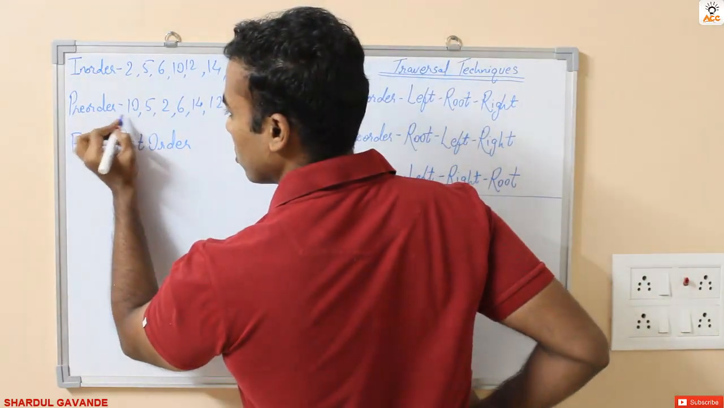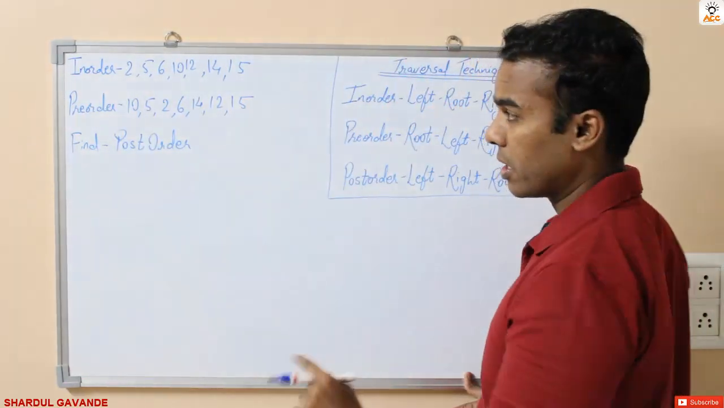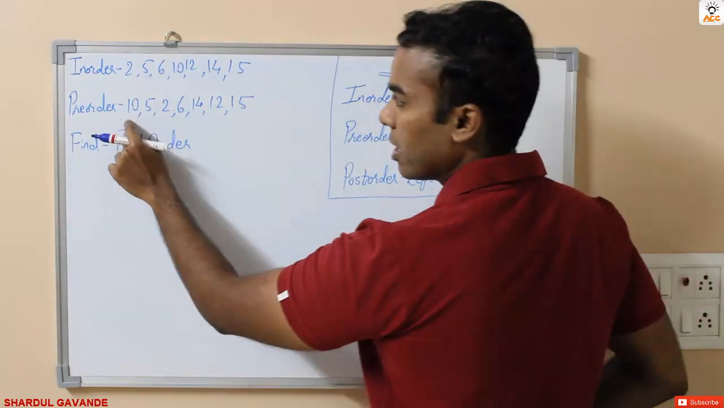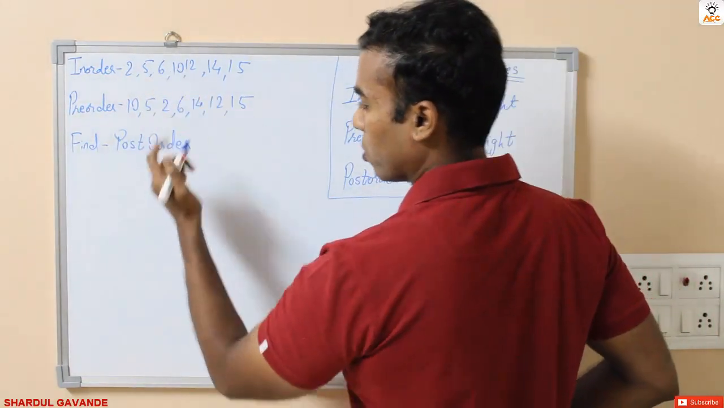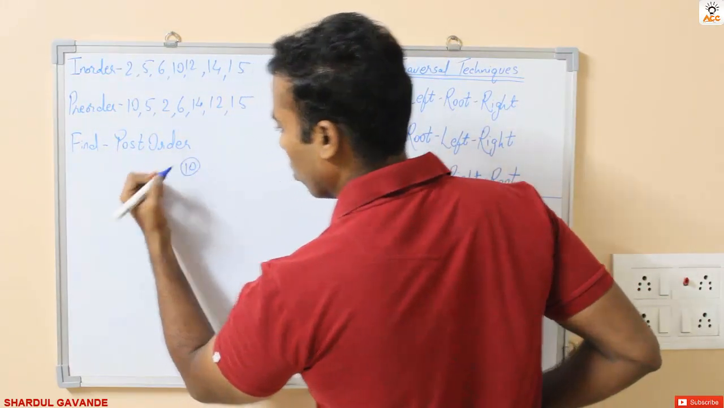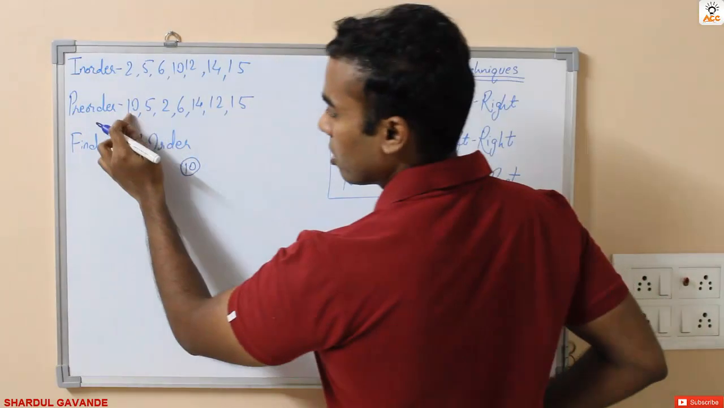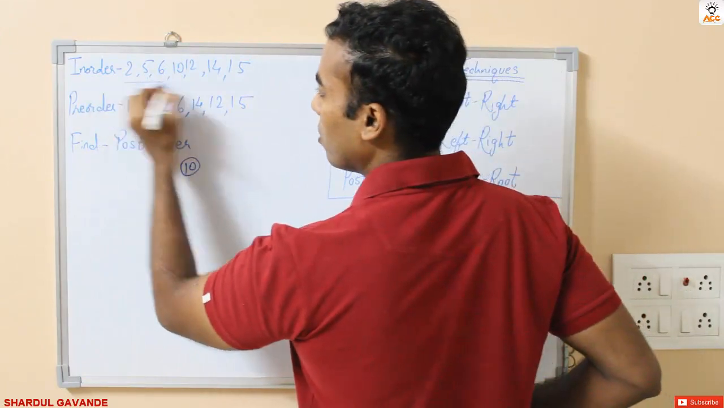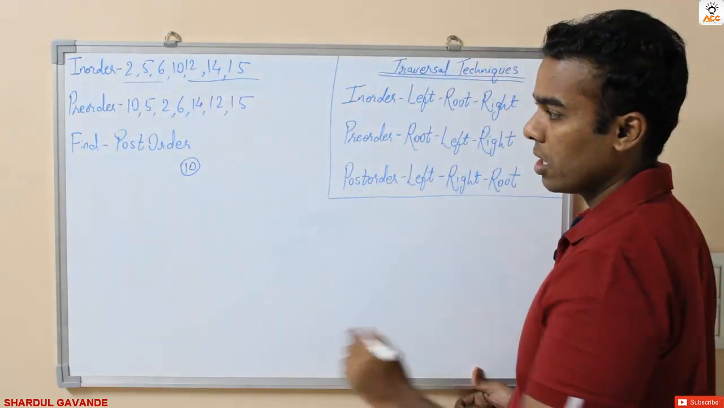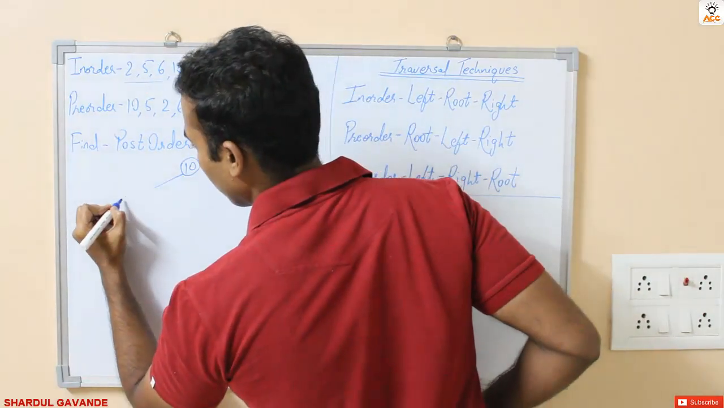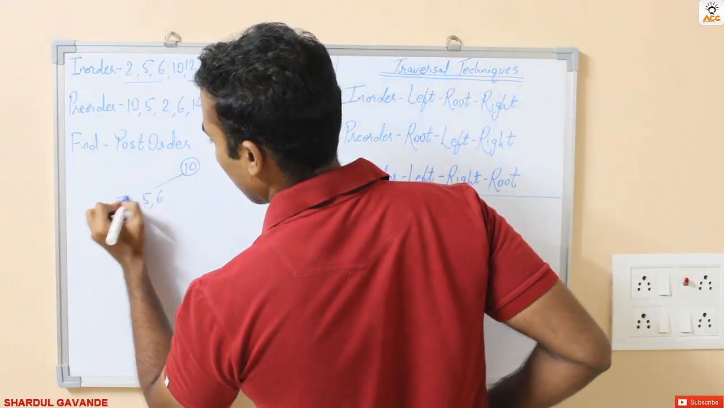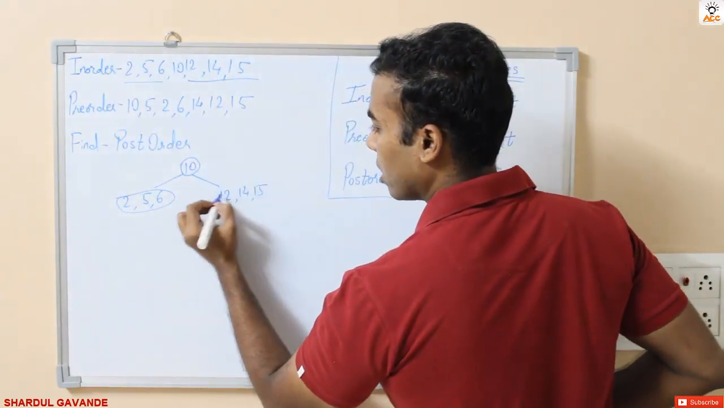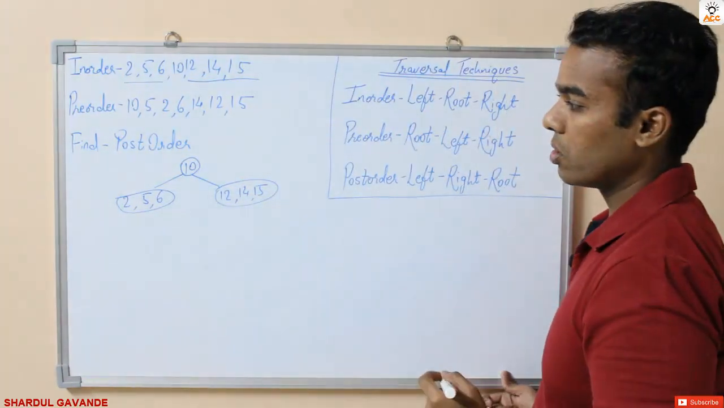So the first value in pre-order, which is our root, is 10. Now look for this 10 value in your in-order. Okay, so this 10, where does it come in in-order? It comes over here. So 10 would be my root. Okay, and next the left side of 10 in in-order would be my left subtree, and the right side would be my right subtree. Okay, so over here 2, 5 and 6 are my left subtree for the root node, and 12, 14, 15 are my right subtree for the root node 10.